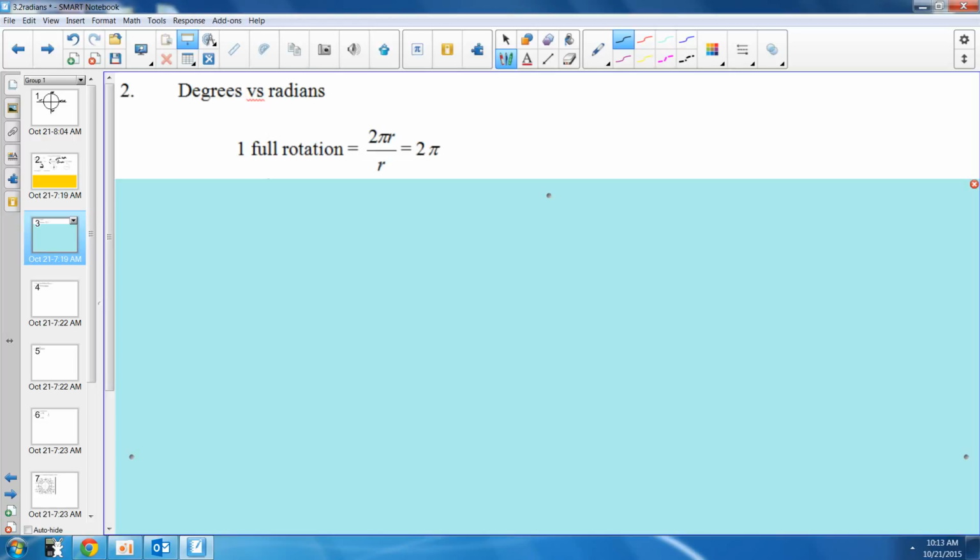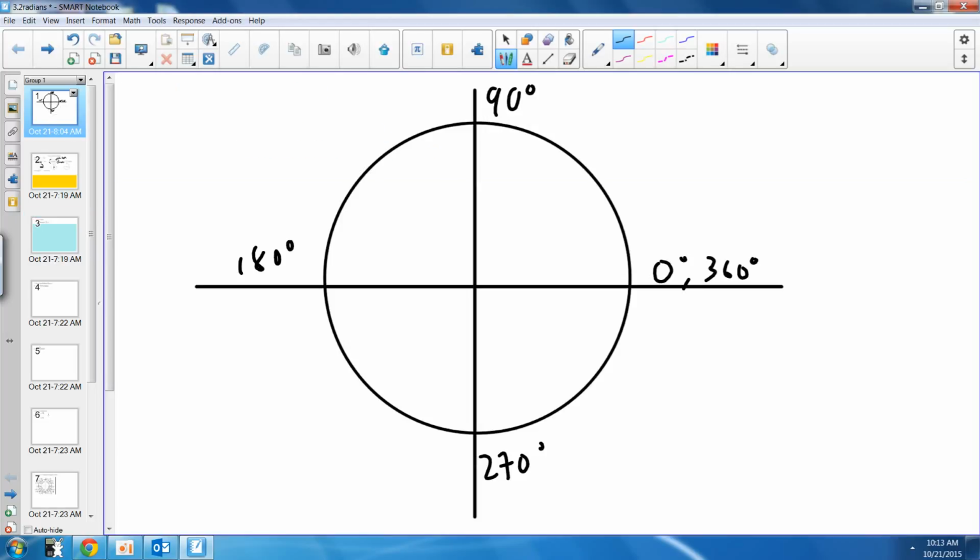I'm going to go back to this slide and we're going to go ahead and mark down what we're talking about with radians versus the degrees shown. This is going to be 0 radians. This is going to be 2 pi radians, because we just found that out. 2 pi r divided by r. And then I can figure out the quarters as I go around the circle. So half of 2 pi is now pi. Half of pi is pi over 2.